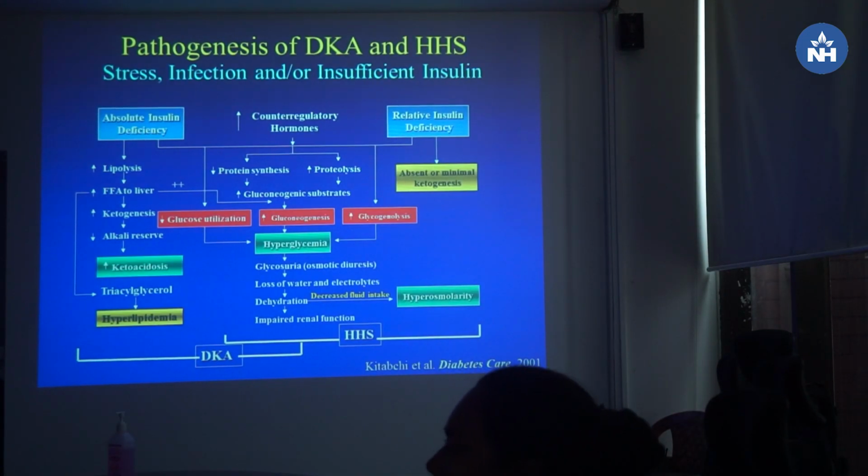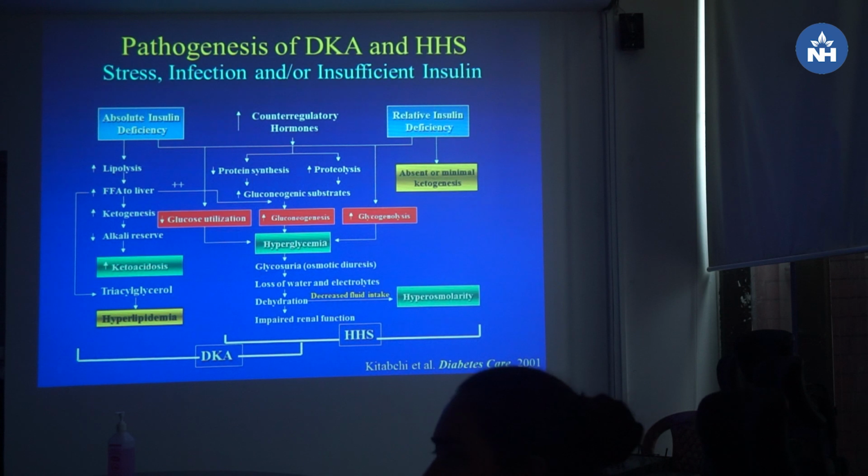Coming to the next topic, the pathogenesis of both DKA and HHS, which is mostly similar, and the triggering factors being stress, infection, and insufficient insulin. If we start with DKA, DKA is due to absolute insulin deficiency, due to which there is impaired glucose utilization. And also there is an increase of counter-regulatory hormones like growth hormone, cortisol, glucagon, catecholamines.